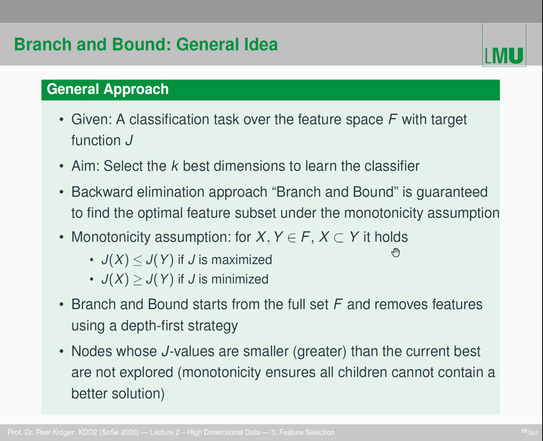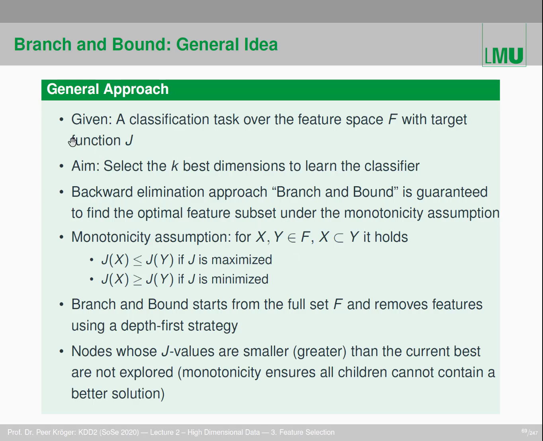Yeah, next one is branch and bound. So the general idea here is, given a specific classification task, again we are supervised with a target function, maybe accuracy, f-measure, precision, recall, whatever. The aim is to again select the k-best dimensions to learn the classifier.